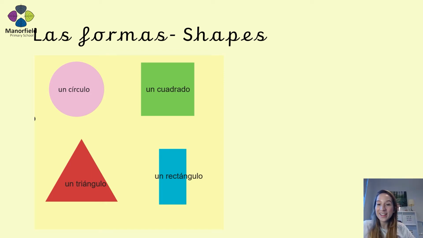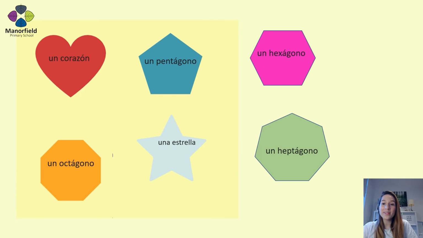Okay, so we're going to go on to the next slide now and learn a few more shape names. Here are some more shapes. You may be already familiar with a couple of these. We've got a red love heart on the top left. To say a love heart, we can say un corazón. Now in Spain, the pronunciation is slightly different. The Z wouldn't be an S sound, it would be like a TH sound. So we've got un corazón, and we'll go on to the next shape.